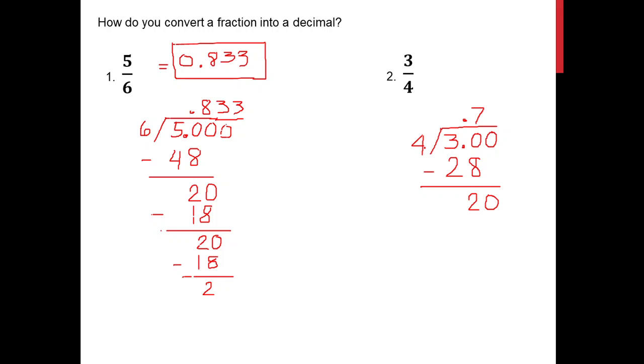20 divided by 4. How many 4 are there in 20? There are 5. 5 times 4 is 20. Then subtract. 20 minus 20 gives us 0. Therefore, the decimal form for 3/4 is 0.75. There.